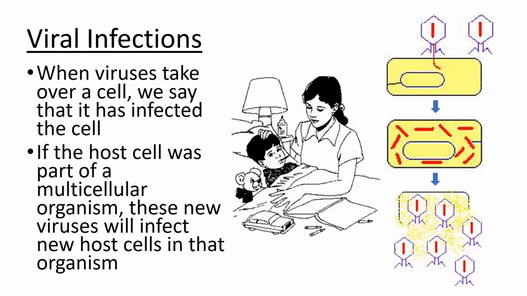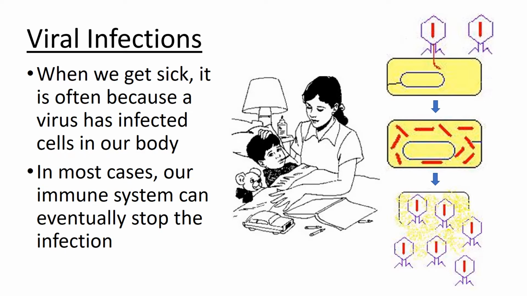Well, when we get sick, like this poor little boy in the image, it's often because a virus has infected our body. But in most cases, our immune system can eventually stop the infection, which is why when you get a cold, you eventually get over it. This process of viruses destroying cells in your body doesn't continue indefinitely. We have immune systems which defend us. They just take a little bit of time to get up and going, which is why the cold doesn't go away right away, but after a few days it usually does.